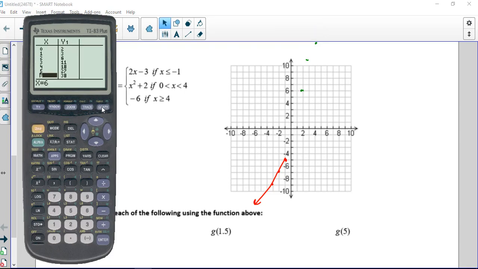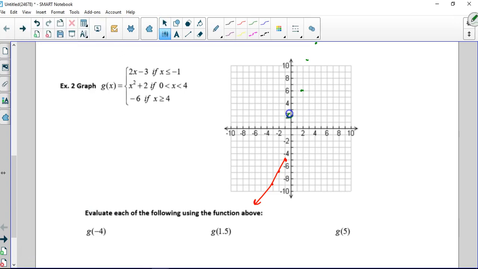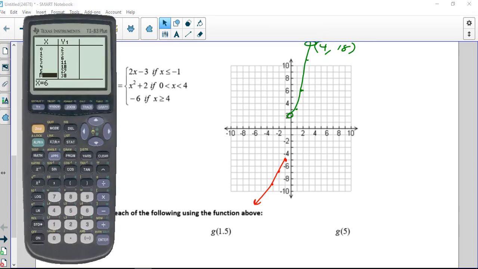That's 0, 2. And we have 1, 3. And I'm going to go up here, and like I said, it's going to be off the chart, and put an open dot there at 4. I might just make a note of it since it's off the chart. 4, 18. So there's x squared plus 2 between 0 and 4.